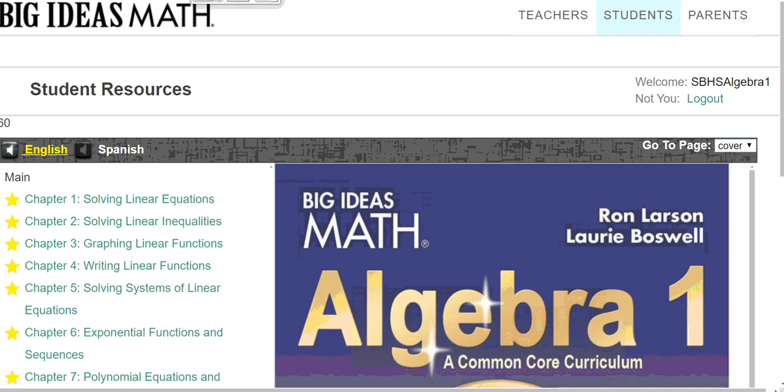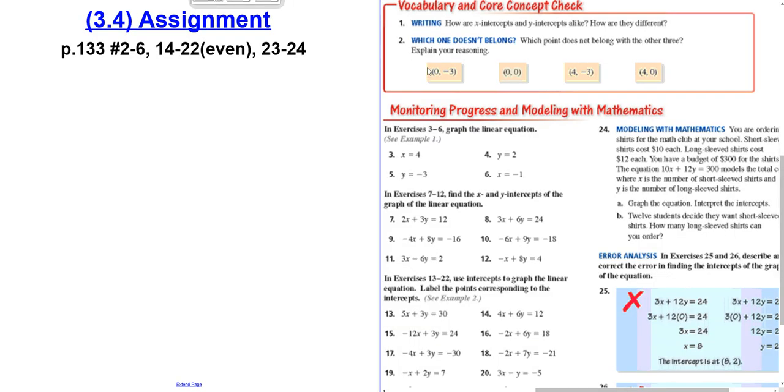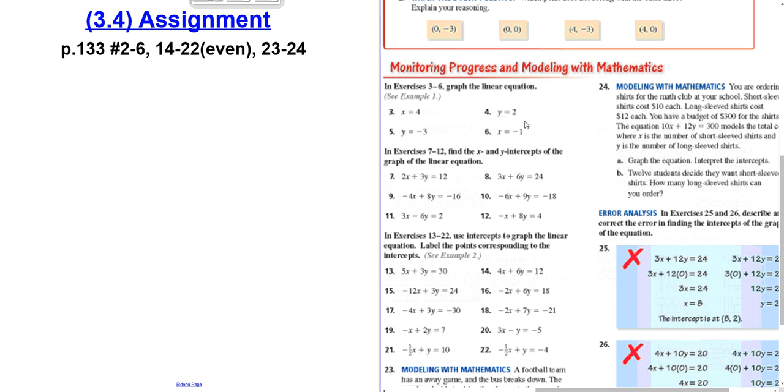In number 2, it says which point does not belong with the other 3. One of these 4 is not an intercept. 3 of the other points are intercepts, so figure out which one of these is not an intercept. That's the one that does not belong. Moving on, graph the linear equation. These are very similar to those last 2 examples in the lesson.